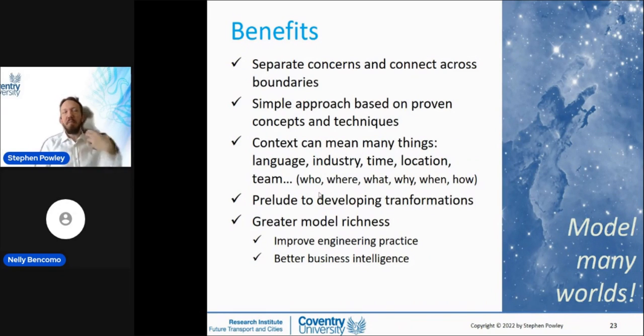I see this as a prelude to developing transformations. It gives you a picture of where the transformations might fit best into a business, and where you might be wasting your time trying to build a transformation. But whether or not you're interested in transformations, it's giving you that greater model richness again that improves engineering practice and gives you better business intelligence.